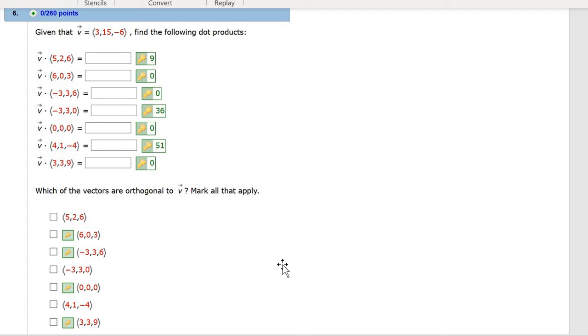Looks like the easiest problem was saved for last. I'm just going to do one. Here, you're asked to find dot products between different vectors.